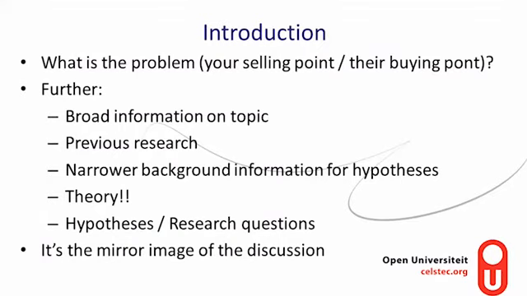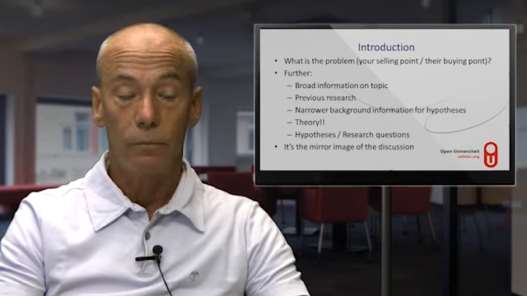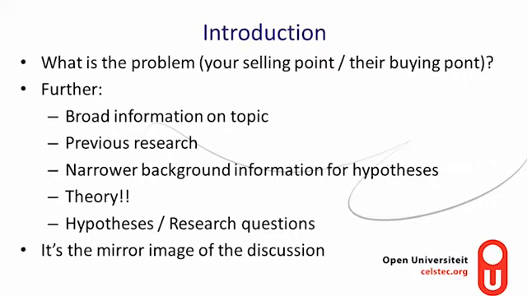Further, it gives broad information about the topic. You remember what I said? It's a funnel shape. You begin with broad information on the topic. You give the previous research that has been done in the field, eventually leading to why your research is unique and different from the previous research. You begin to get narrower and give narrower background information, which you need for your hypotheses.